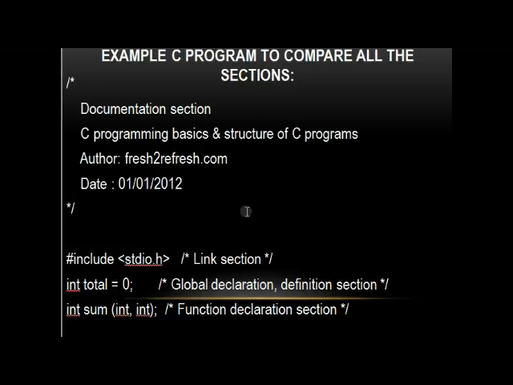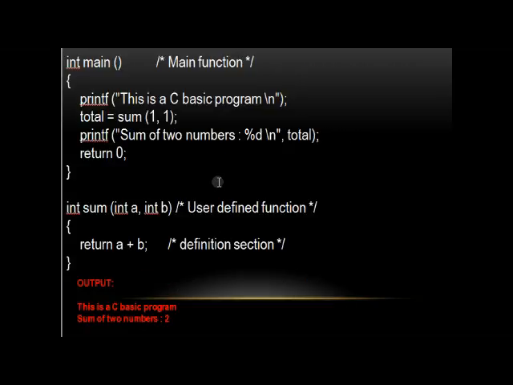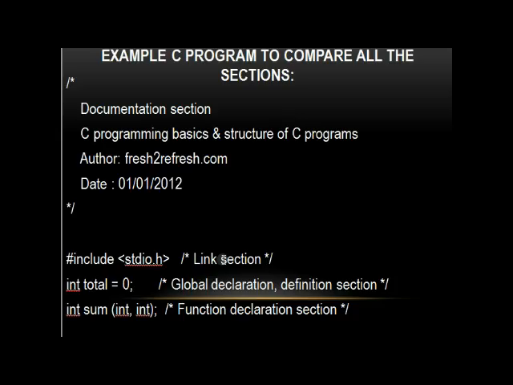Next is the link section. The link section provides instruction to the compiler to link the functions from the system library, such as #include stdio.h. This printf, as I told you, is a C library function. When you use printf, it is a function whose description is in the stdio.h.